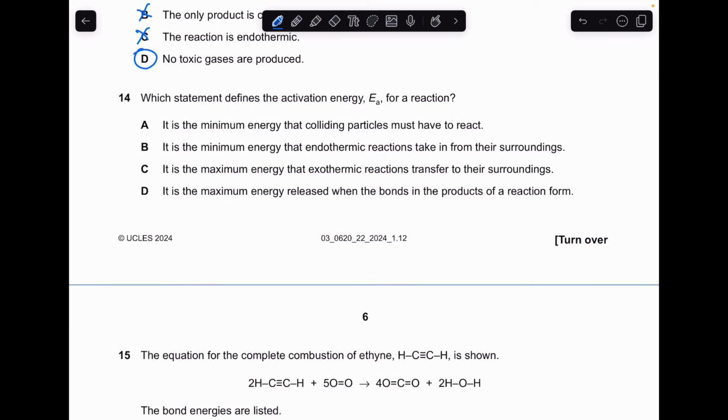Question number 14. Which statement defines the activation energy for a reaction? The activation energy is the minimum energy the colliding particles must have in order to react. So it's A.